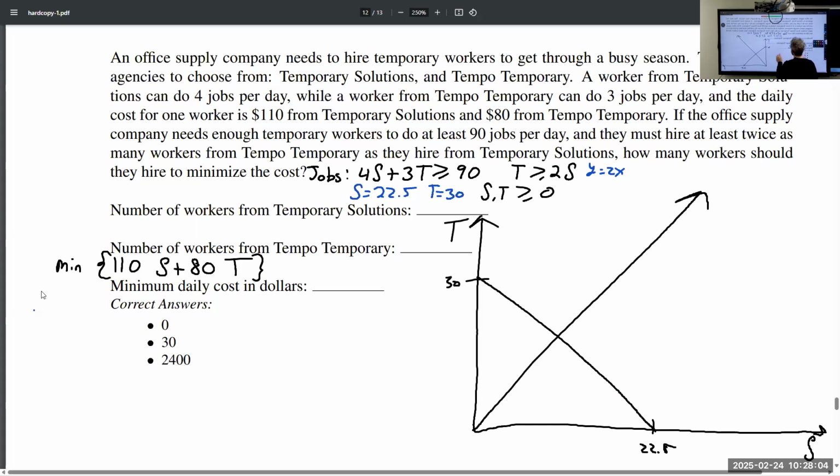So does (0, 0) work? 0 plus 0 is greater than or equal to 90. That's false. So we have to be going away from that line. Have to be going that way because (0, 0) doesn't work. It doesn't satisfy the equation. So we have to be going at least to the right of this slanted line.